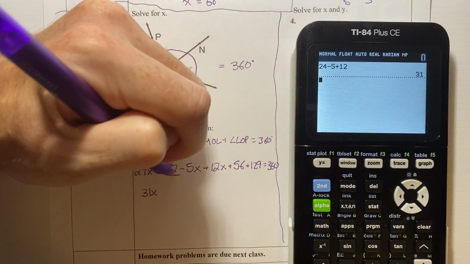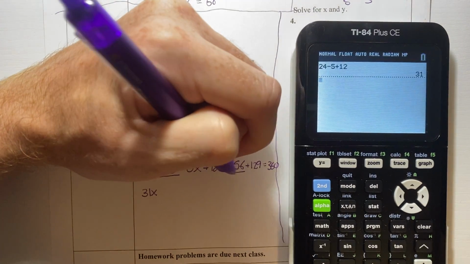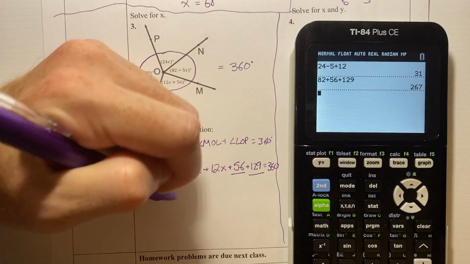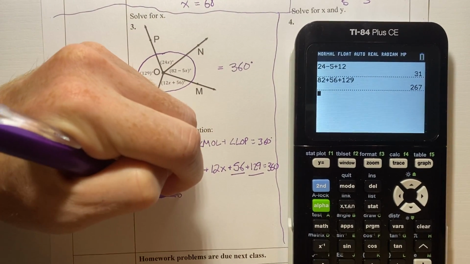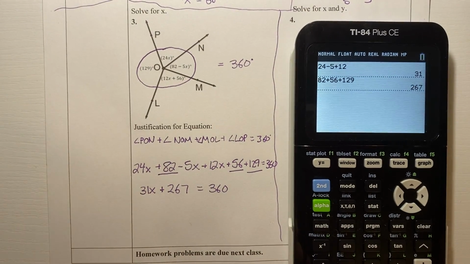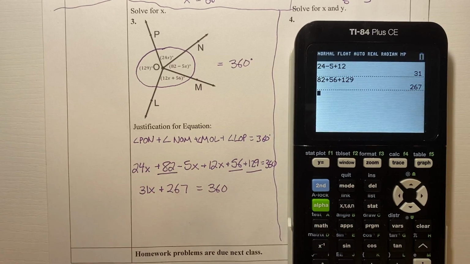All right, now I'm going to combine my constants, which I'll underline here just for simplicity. So we have 82, a positive 56, and a positive 129, which gives us 267. And we still know that equals 360. Once again, I just combined my x's and I combined my constants.